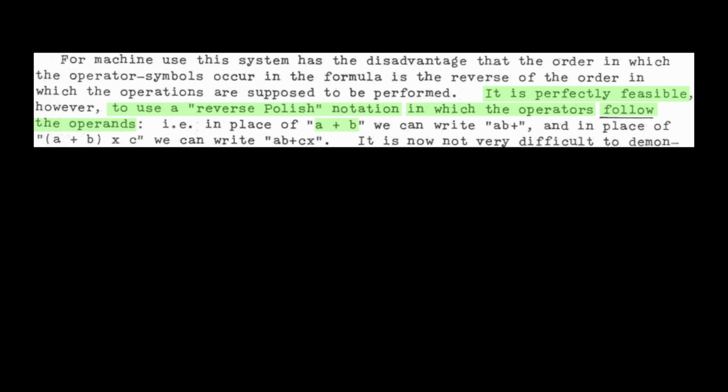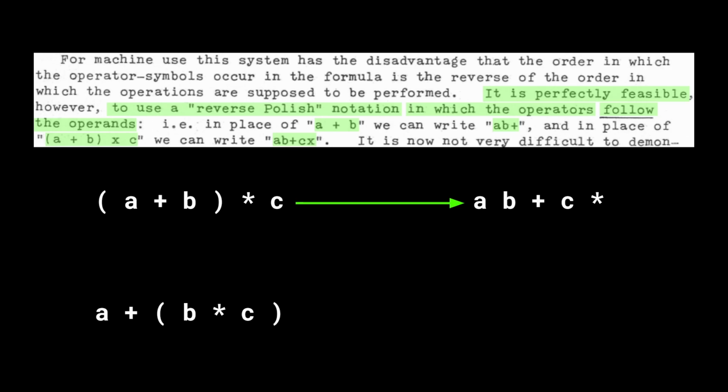So a plus b becomes a b plus. The expression (a plus b) times c becomes a b plus c times. And a plus (b times c) becomes a, b, c, times, plus. So now, the order in which the operator symbols occur in the formula is the same as the order in which the operations are supposed to be performed.